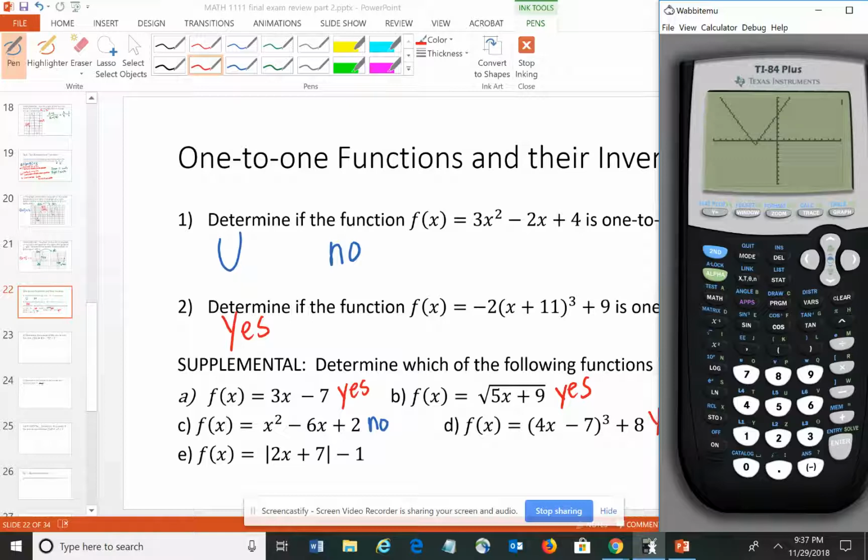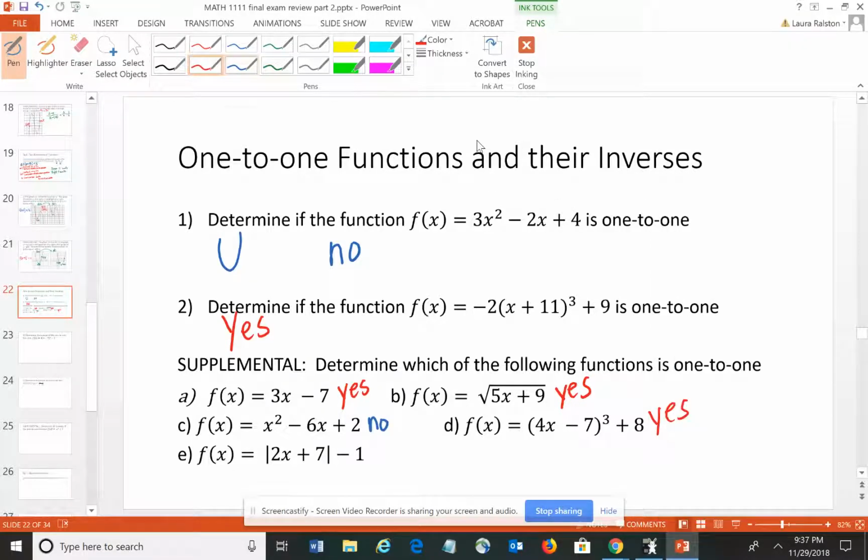Absolute value is always going to be a V shape, and because it has a V shape, it does not pass the horizontal line test, and therefore would not have an inverse. So remember, if a function is not one-to-one, it does not have an inverse. To decide whether it's one-to-one, you create the graph and run the horizontal line test.